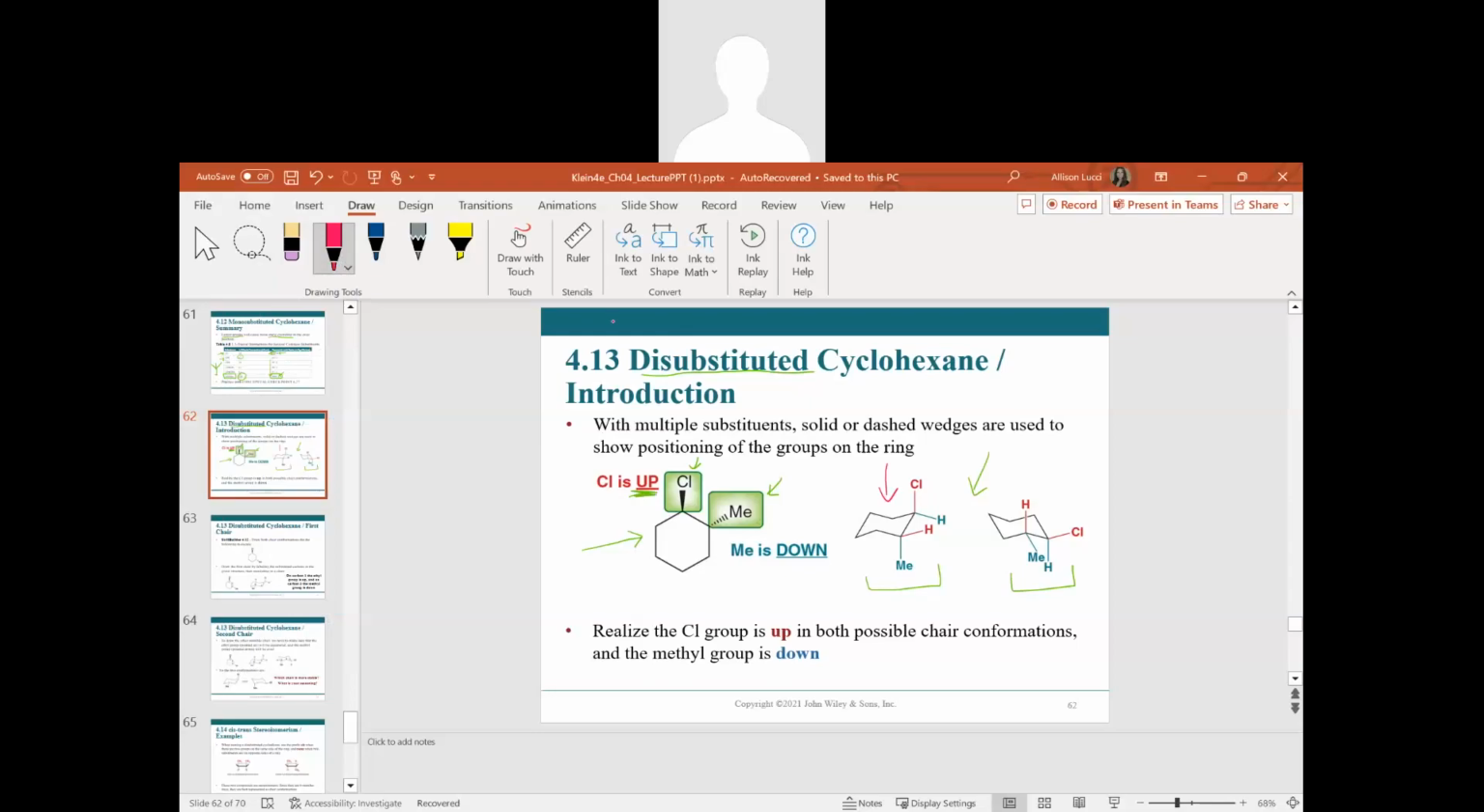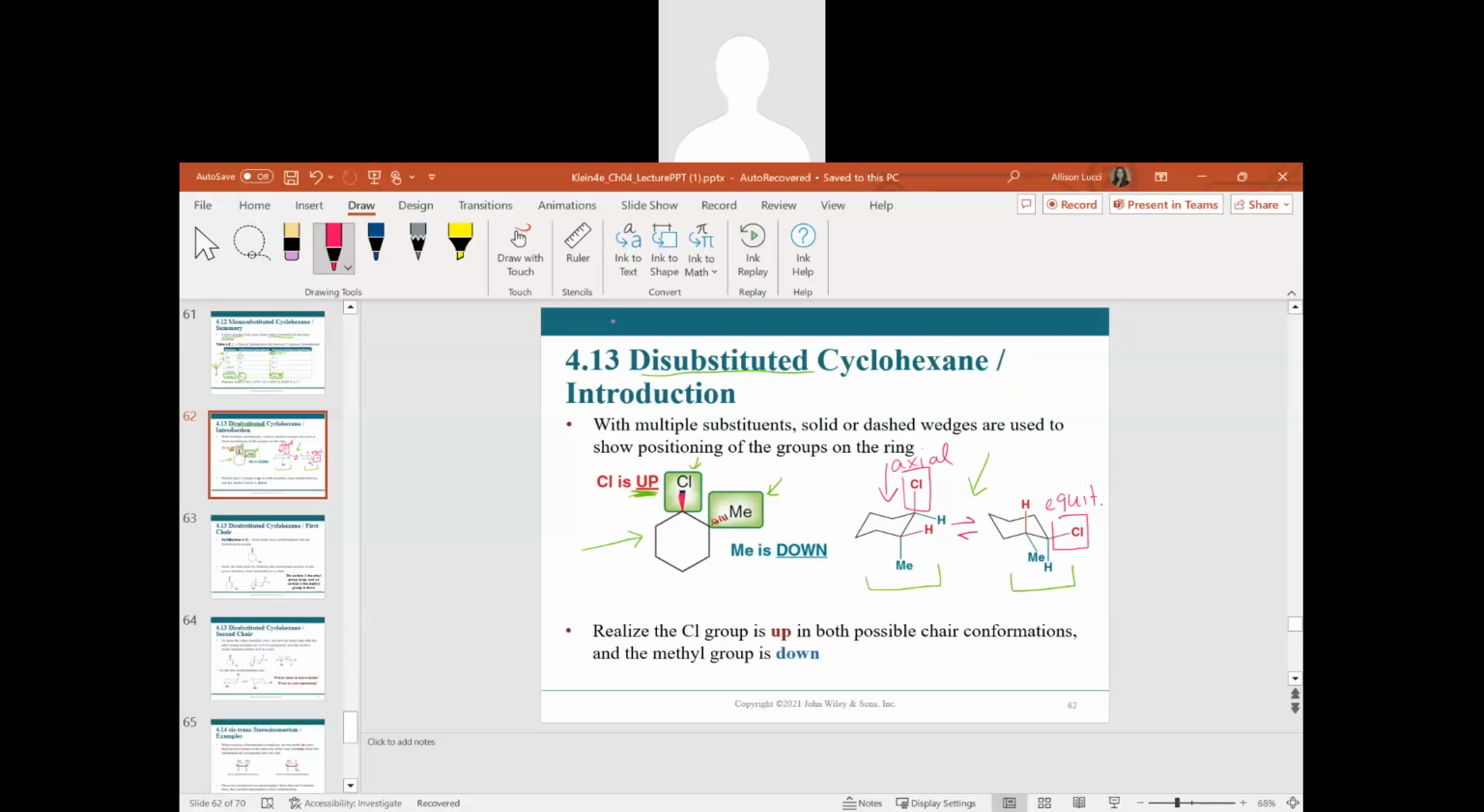In this first structure, we see our chlorine pointing up in an axial position. And then our chlorine is also pointing upwards in this equatorial position. So we've performed a ring flip to go between these two structures. We have the chlorine group up in both possible chair conformations, and the methyl group down in both possible chair conformations, and that's just because we have one on a dash and one on a wedge. The one on the wedge we point up, and the one on the dash, our methyl group, will be pointing down.